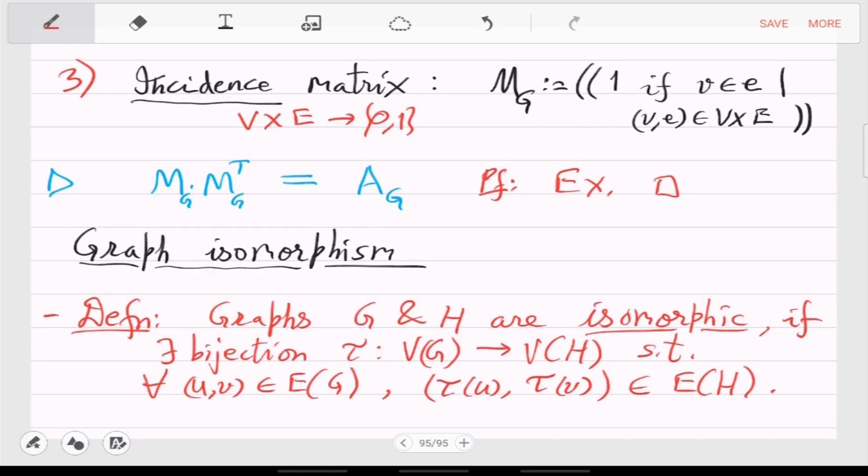Okay, is that enough? Don't you want that any edge in H, its pre-image should also be an edge in G? So we should better put an if and only if here. So let me just say u v is an edge on the left if and only if its image is an edge, and then the quantifier you can put here, in V_G square.